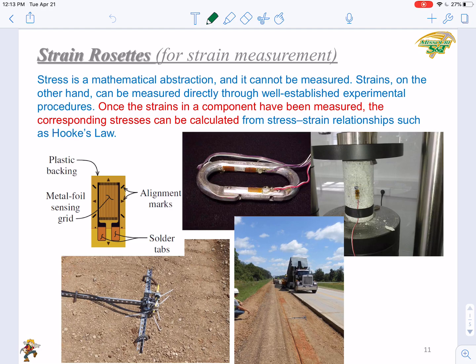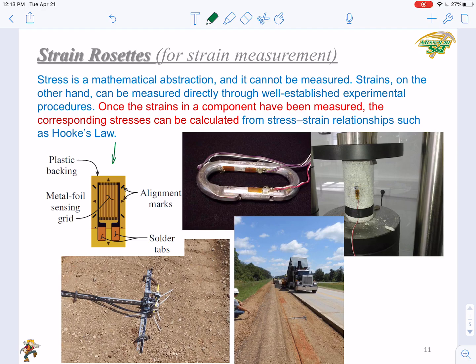But strains, on the other hand, can be measured directly through well-established experimental procedures using the correct equipment. For example, what is shown here is a tool that is regularly used in engineering to measure strain, which is called a strain gauge. Okay, this is a strain gauge. It can just measure the linear strain values at a point where it's attached.